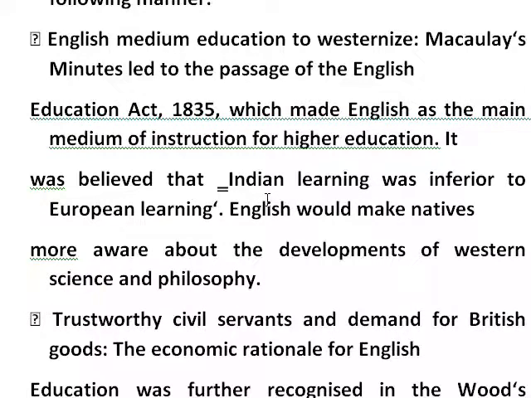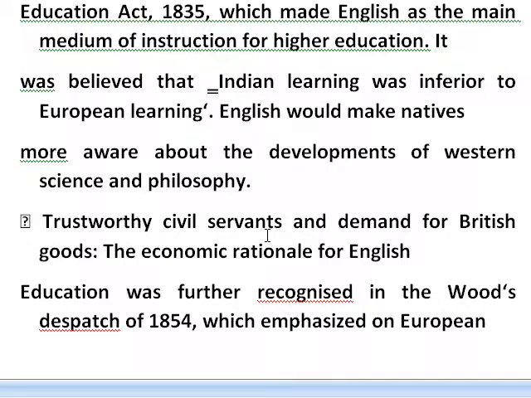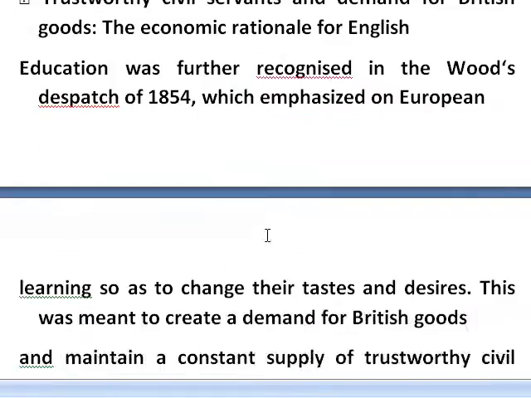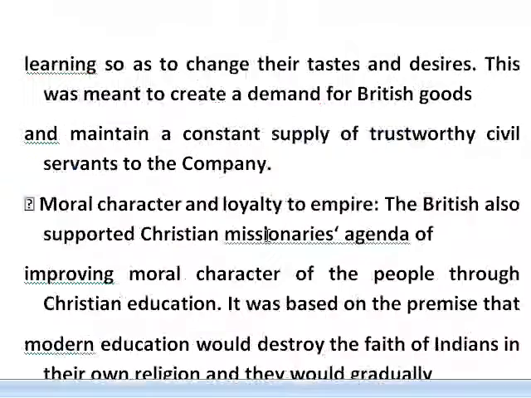It was believed that Indian learning was inferior to European learning. English would make natives more aware of the development of Western science and philosophy, create trustworthy civil servants, and demand for British goods. The economic rationale for English education was further recognized in Wood's Dispatch of 1854, which emphasized European learning so as to change their tastes and desires. This was meant to create a demand for British goods and maintain a constant supply of trustworthy civil servants to the company.